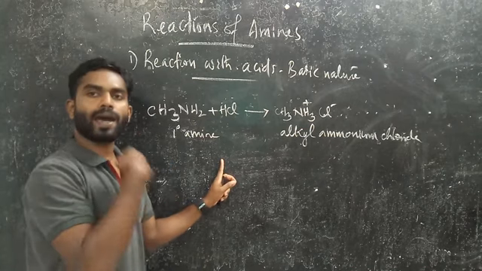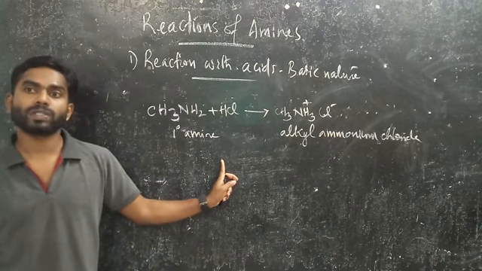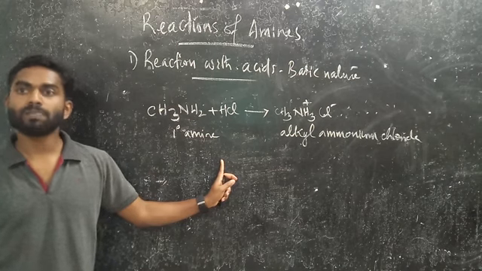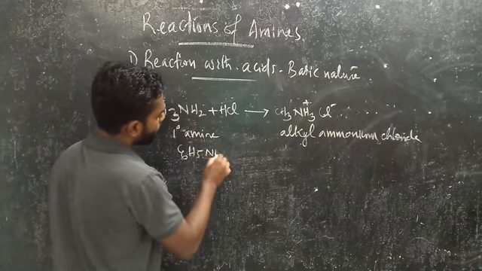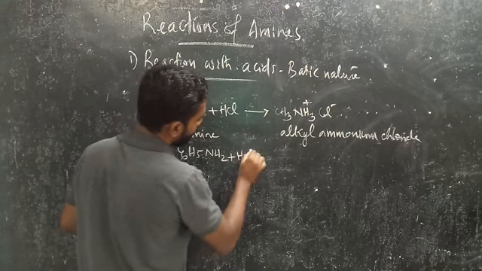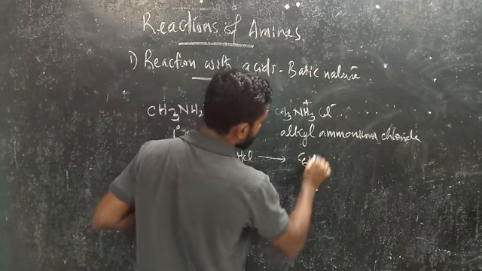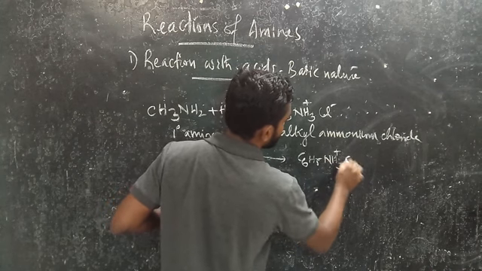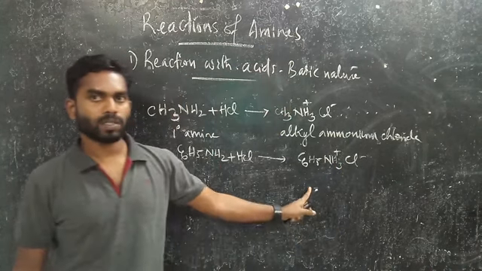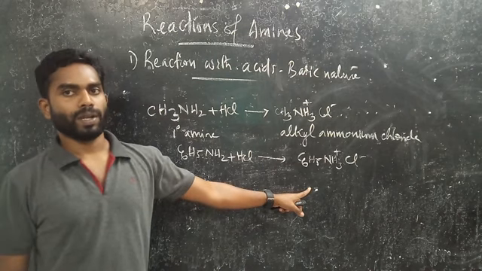Likewise, aniline can also react with HCl to form an ammonium chloride. C6H5NH2 plus HCl gives C6H5NH3+ Cl-. This is known as aniline chloride.